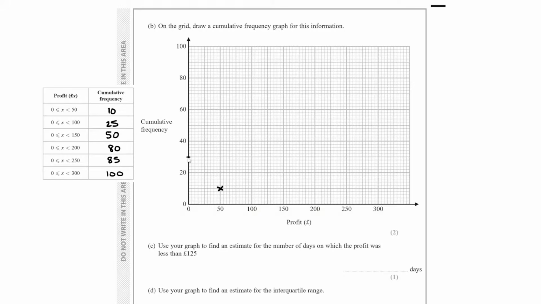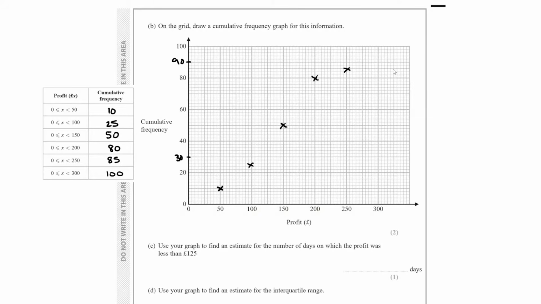Be careful of the scale. This here is not 25, it is 30. So 25 would be in the middle of that. About there, obviously on the 100 line, ideally. 150 would be 50, which is here. Then 80. Should be constantly going up if you're doing a cumulative frequency graph. The whole point of the word cumulative is it adds and adds and adds. It carries on going up, doesn't it? 250, 85. So again, be careful because this is 90, so halfway.